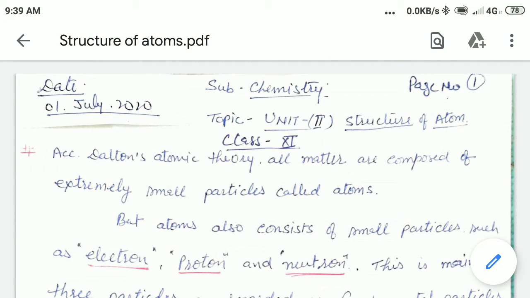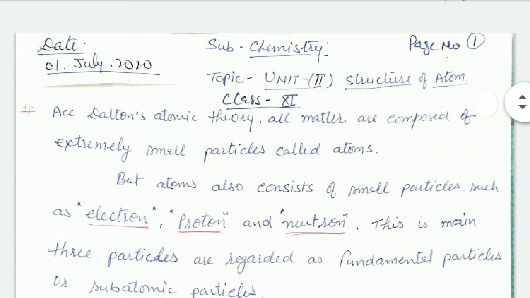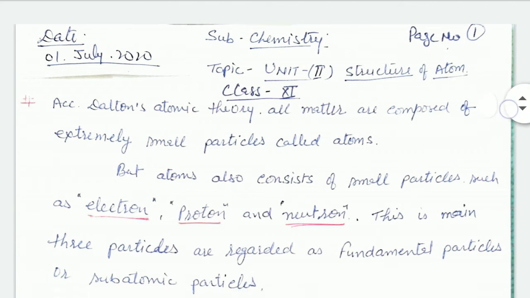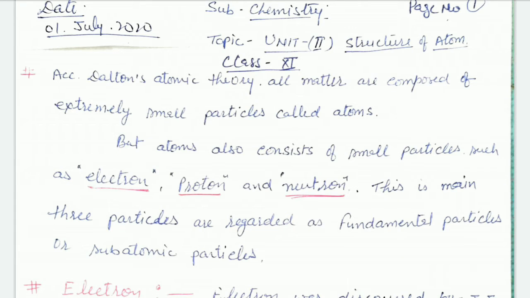Today we are going to describe our second unit, structure of atoms. In the previous unit, we have already learned the Dalton atomic theory of matter. According to Dalton atomic theory, matter is composed of extremely small particles. It is indivisible, uncuttable, and is called an atom.